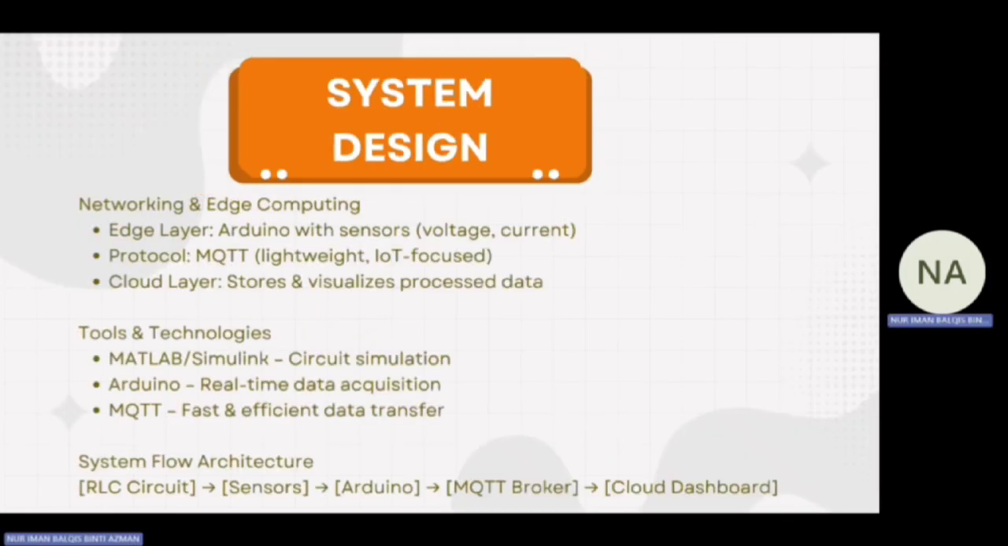Next, we added a networking system to monitor the circuit in real time. We use sensors to measure voltage and current connected to an Arduino for edge processing. The Arduino calculates values like RMS, then sends the data using the MQTT protocol, which is light and fast. The data is sent to the cloud, where we can store and visualize the results on a dashboard.